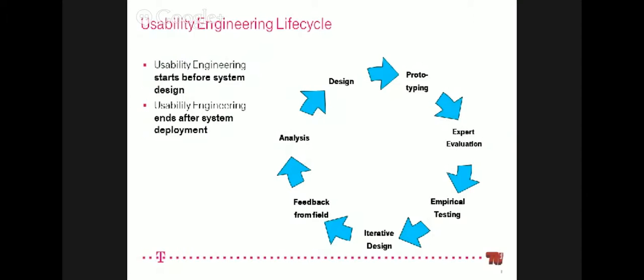The usability engineering lifecycle is a process which defines how the user can be taken into account in the development process of a new application or service. We can take the requirements of the user into account even before a system is thought of, and we take that into account until it is lastly deployed and until it's on the market.